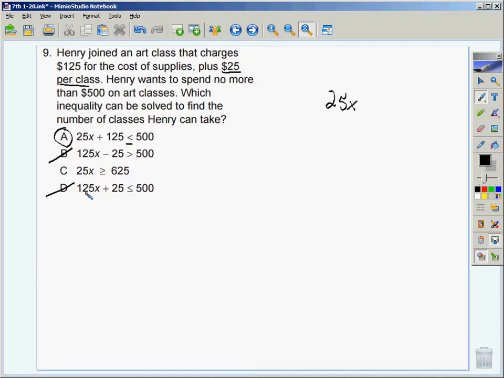Are they charging $125 every single time they go? Or are they charged that one time? This is what? No. This is the cost for supplies to take the class. This is how much you spend what? Per class. So you're taking 125 and you're adding 25x, or you could do it in the other order. 25x plus 125. How much money does the person have to spend?